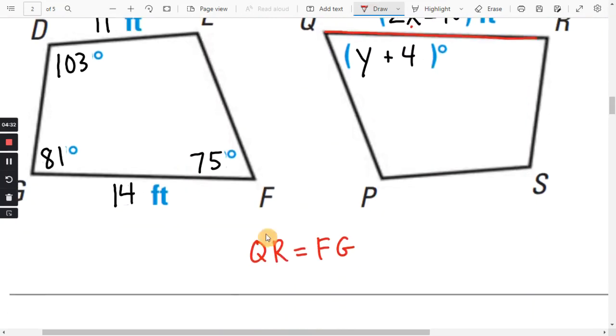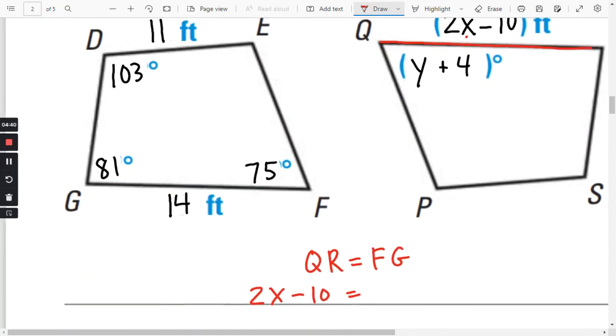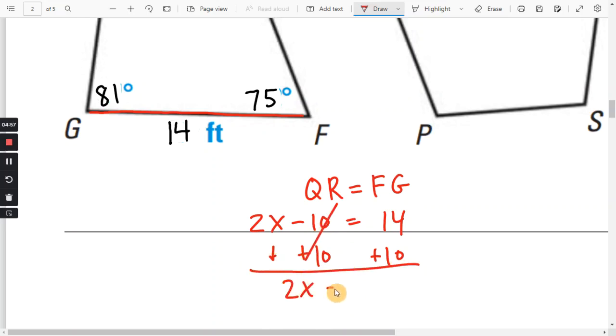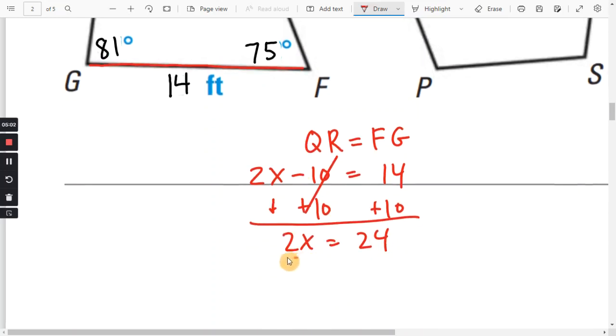QR is 2x minus 10. FG is this side right here. FG is 14. So solving for x, I'm going to add 10 to both sides. 10 minus 10 cancels. Bring down the 2x, and 14 plus 10 is 24. Solving for x, we divide both sides by 2. 24 divided by 2 is 12.